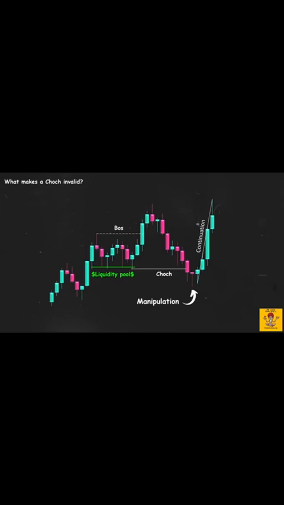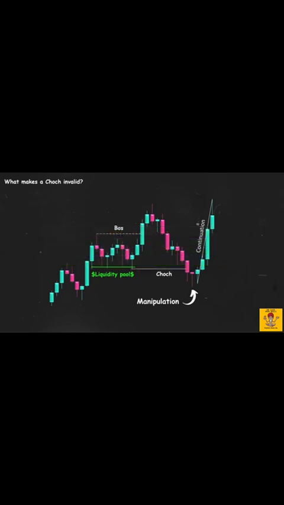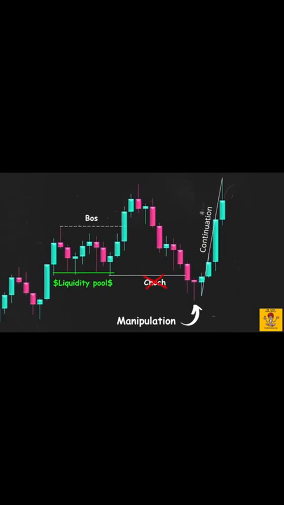Here's the key takeaway. When a major swing low sits in a liquidity hotspot, breaking through it is often just a liquidity grab, not necessarily a signal of a market reversal. In this context, we can't classify this break as a valid change in character. If the price re-enters the range after the liquidity sweep, it creates an excellent opportunity for a long position.